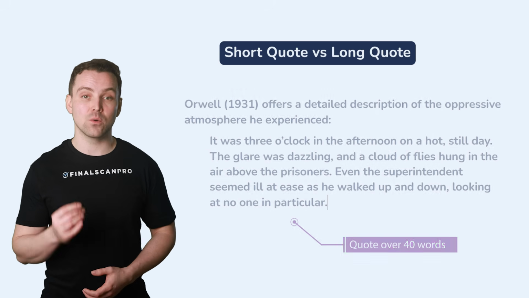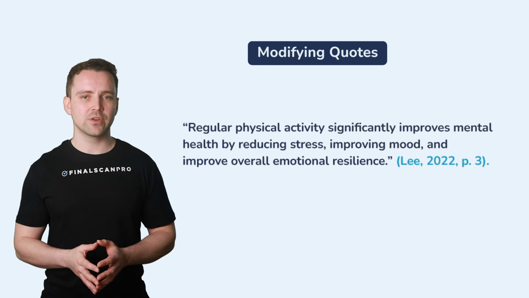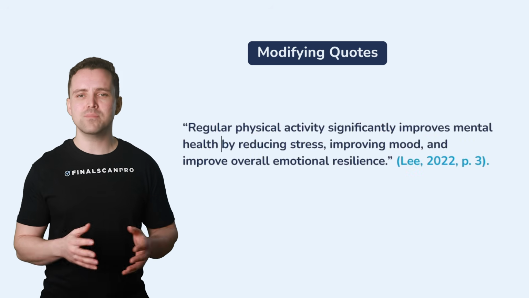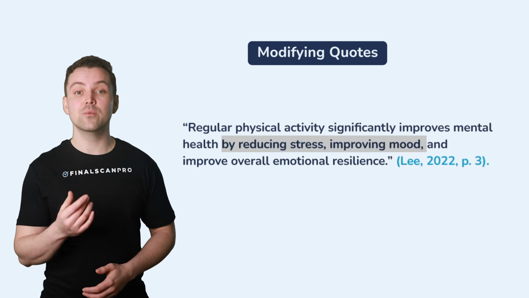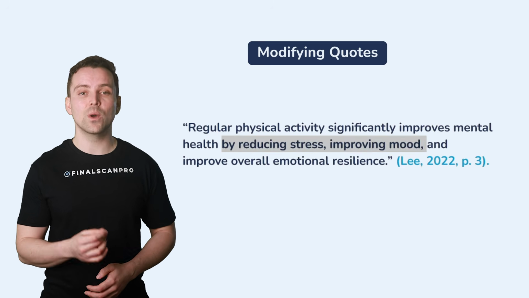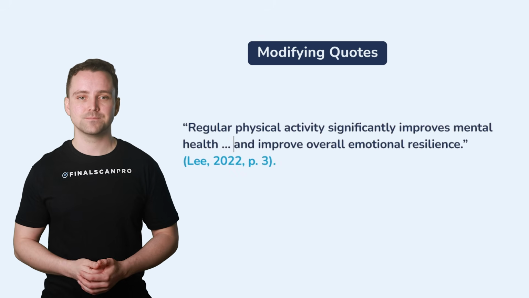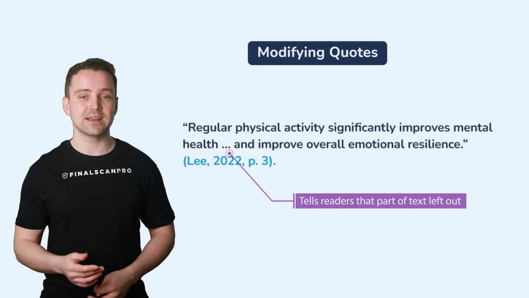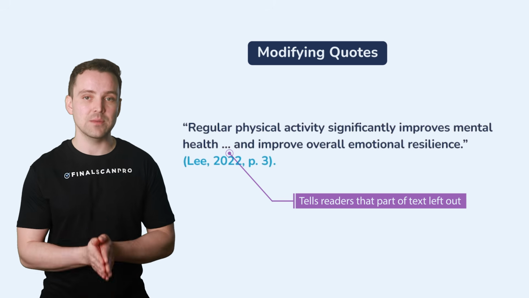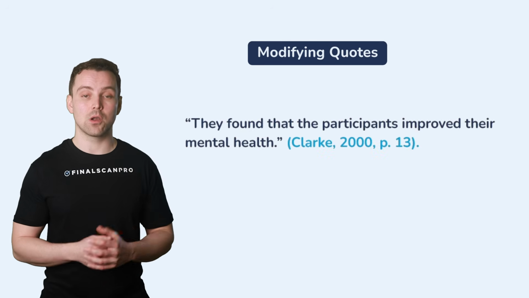Now, let's look at how quotes can be modified. Sometimes you find the perfect quote, but it's a bit too long, or parts of it aren't relevant. In that case, you could shorten the quote by removing words, phrases, or entire sentences, and replacing them with ellipses. Ellipses show the reader that part of the original text has been left out, while keeping the meaning of the quote intact.